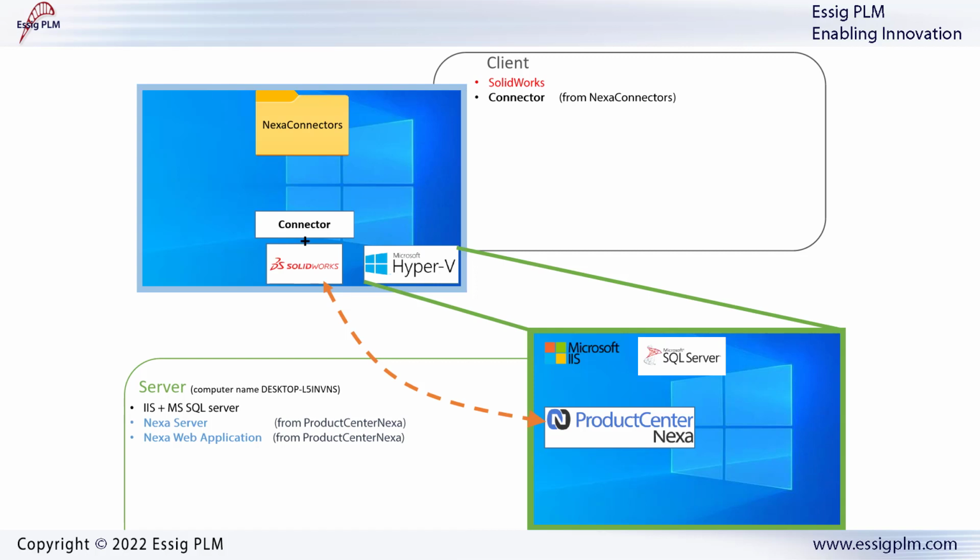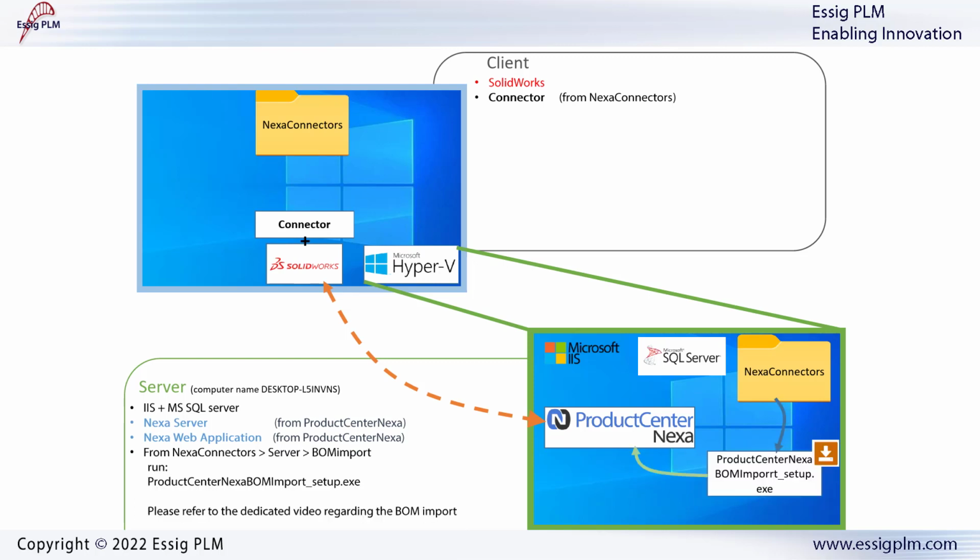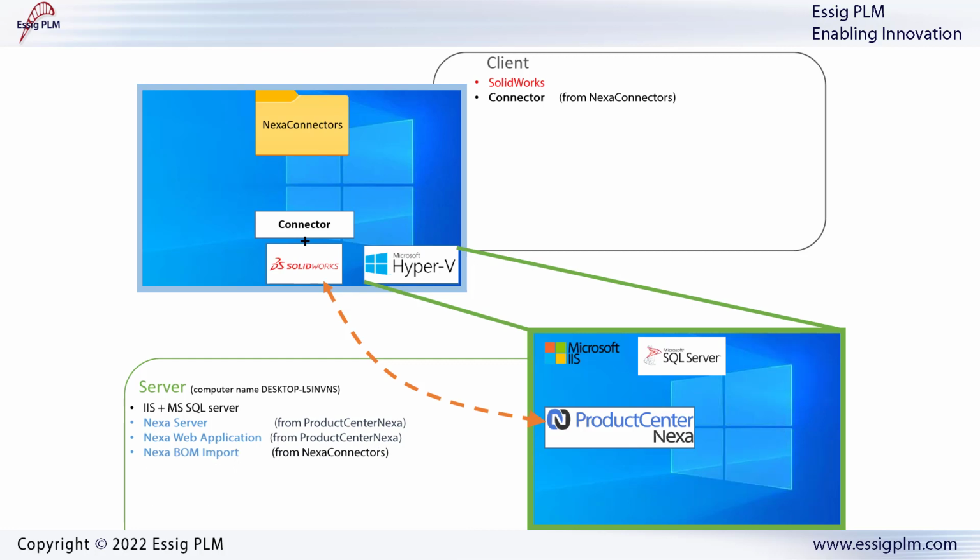It is possible to let Solidworks on the client communicate with Nexa on the server, or to access Nexa directly from a web browser. The next step is to download the Nexa connectors file also on the server, unzip it, and run as an administrator the Product Center Nexa Bom Import Tools setup.exe file. With the Bom Import Tool, we can, in fact, inject into Nexa a complex bill of materials with just a few mouse clicks. The configuration is now complete.